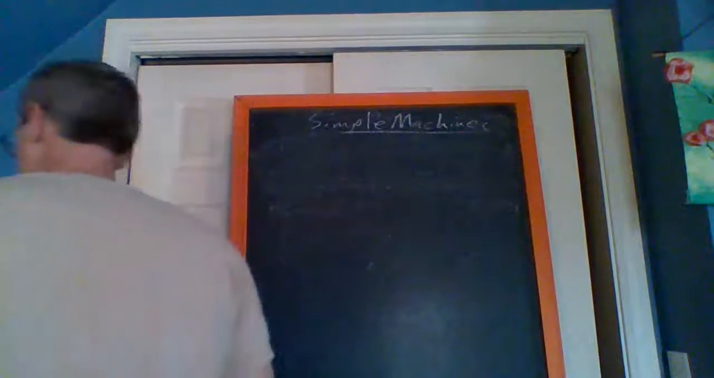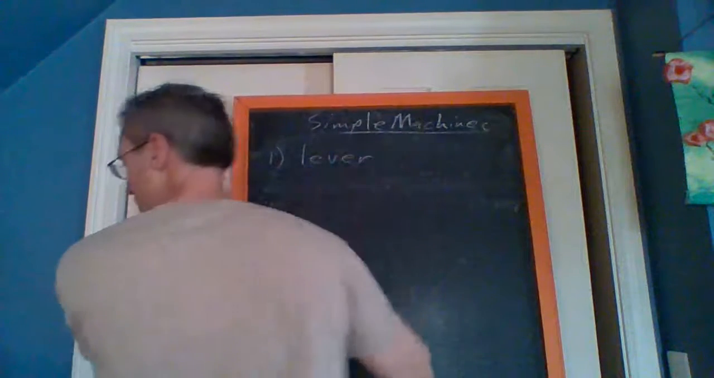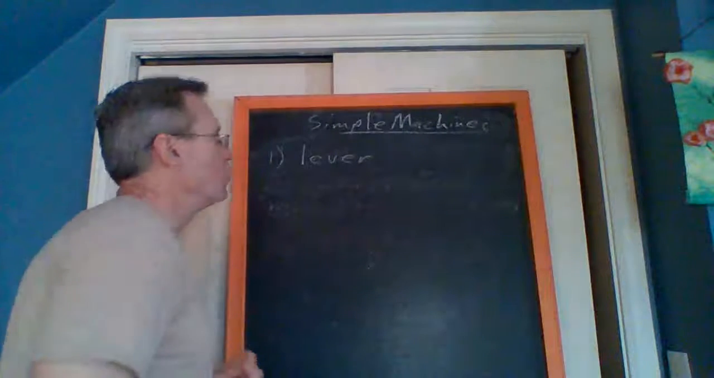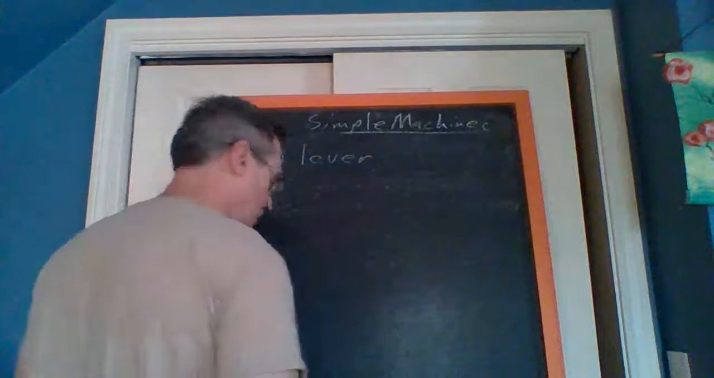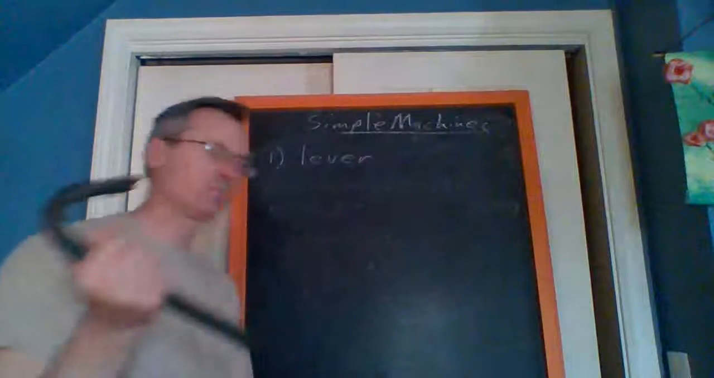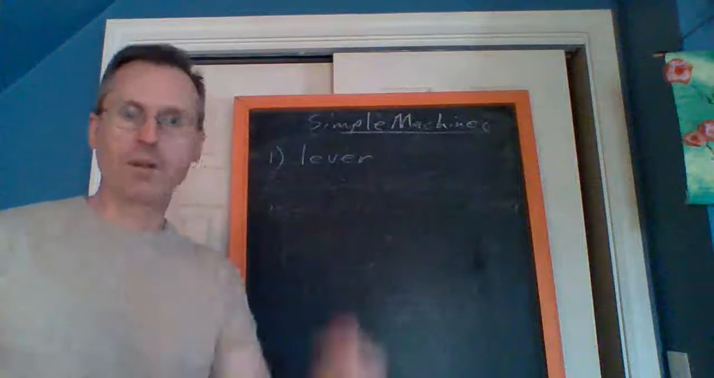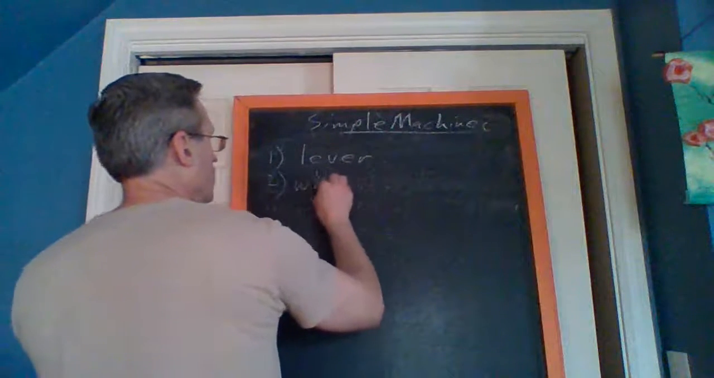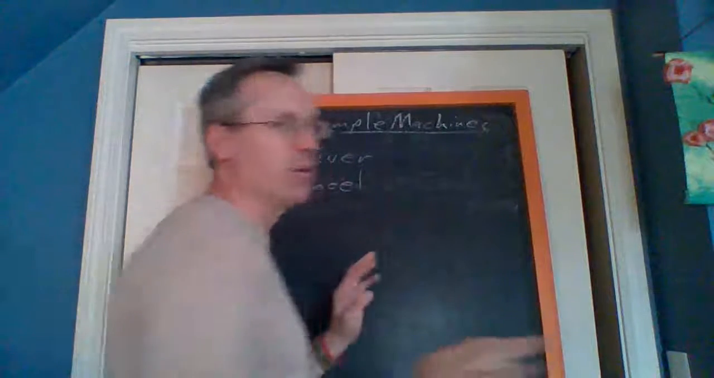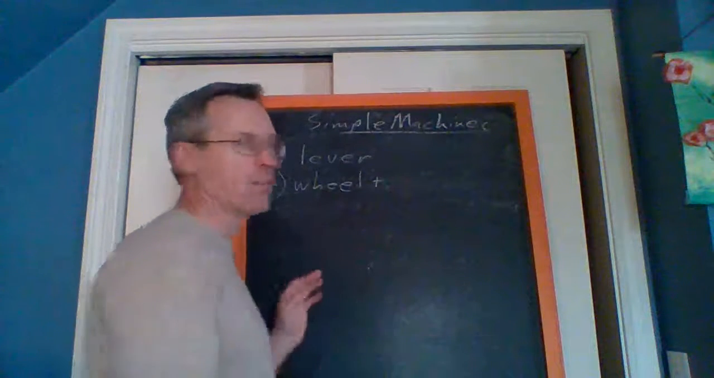The first one is a lever. There are 3 types of levers, and we'll get into that in a bit. A good example of a lever is Mr. Crowbar, and you can use it to increase your strength. We'll talk about that in a little bit. The second one is a wheel and axle. There's really no particular order to these things. I'm just saying wheel and axle is number 2.